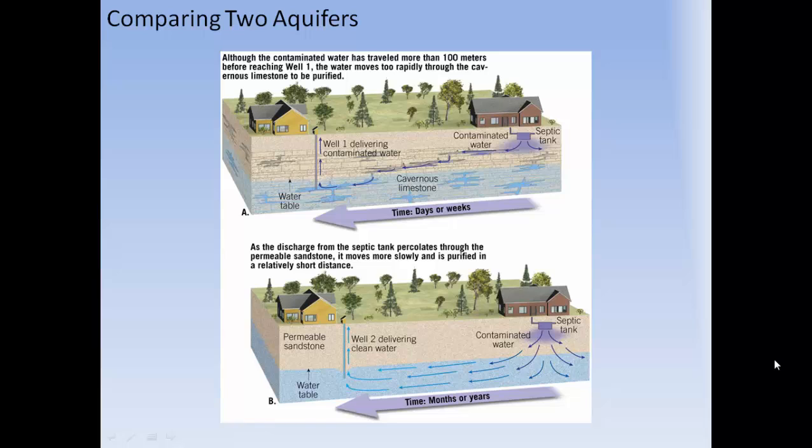So comparing two aquifers, here we have a house with a septic tank that's contaminating the water, okay? And this looks like a limestone aquifer with large caverns and pore spaces, and in days to weeks this water travels, so the water can still be contaminated when the next well sucks it up. Down here we have our septic tank contaminating water, but it's in a sandstone aquifer, and the water is going to travel much slower, so it's going to get purified before it gets to this well to be pumped up.